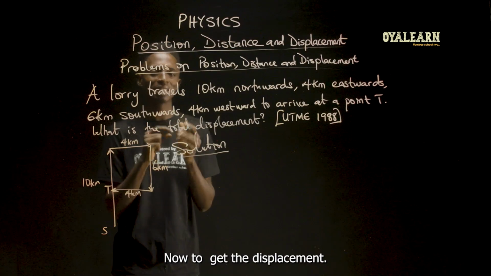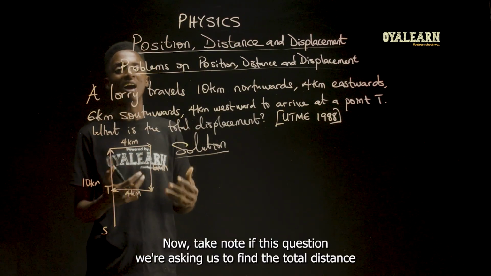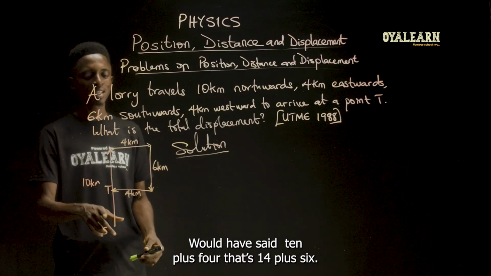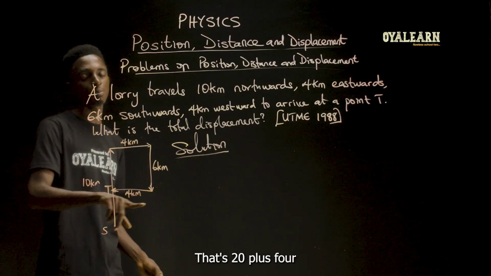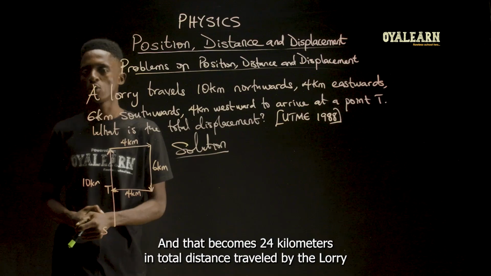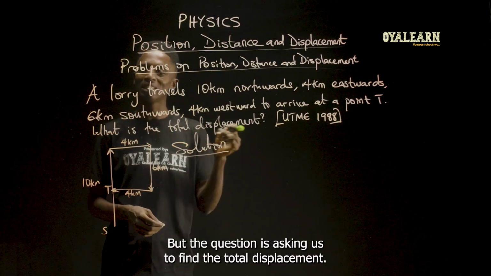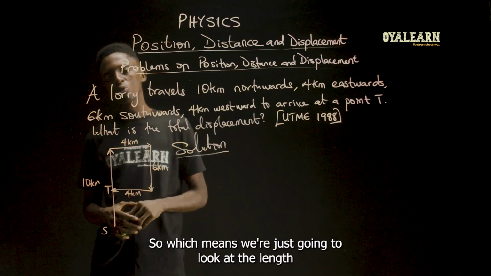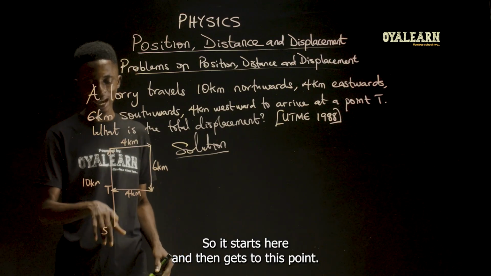Now, to get the displacement. Now, take note. If this question were asking us to find the total distance, we would have said 10 plus 4, that's 14, plus 6, that's 20, plus 4, and that becomes 24 kilometers in total distance traveled by the lorry. But the question is asking us to find the total displacement. So which means we're just going to look at the length between the start point and the stop point. So it starts here and then gets to this point.